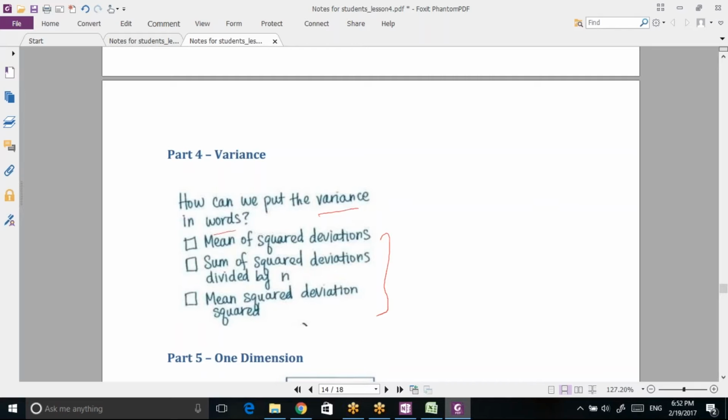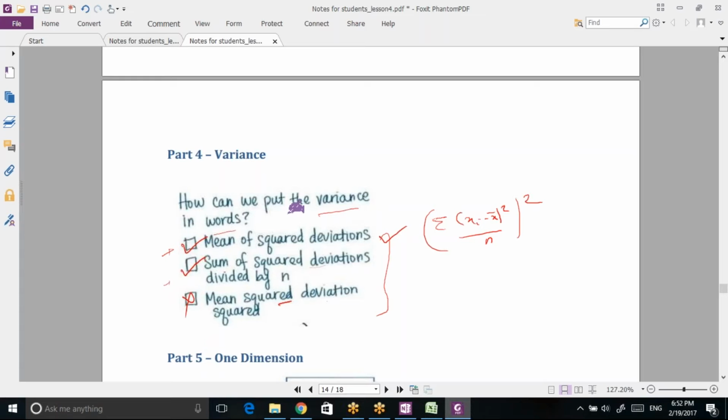Okay, let's discuss. It is the mean of square deviation. Yes, that is true. Why? Because we have the summation of xi minus x bar whole square upon n. So it is the mean of the square deviation, sum of square deviation divided by n. Yes, one and the same thing. The third one is mean square deviation squared, which means it is squaring this again. This is wrong. So the correct options are only 1 and 2. Got it?